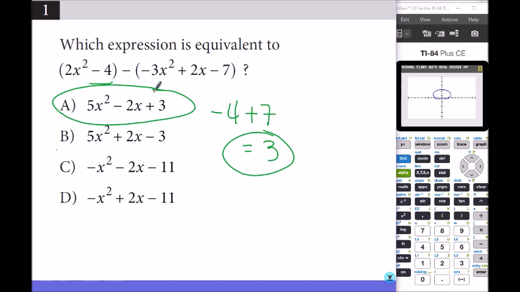So you get +3, must be A. If you have time, you can combine the like terms, or just look at the first term too. 2x squared minus -3x squared: you have to distribute the negative, so they all become opposite signs. So 2x squared plus 3x squared is 5x squared. So C and D are not true. And when we look at the last term, it becomes 3, so it has to be A.